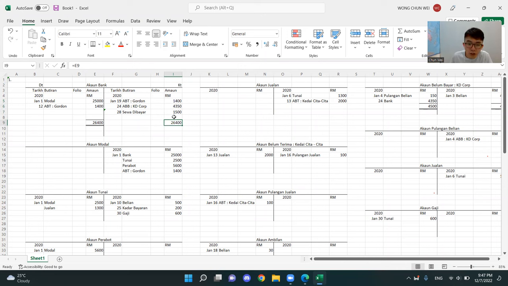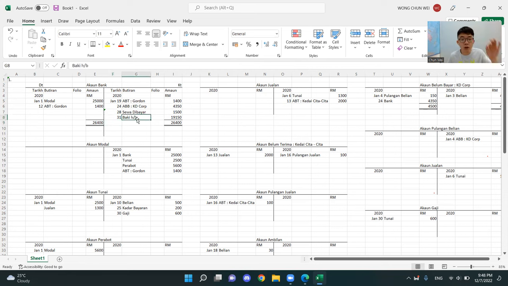So what we're going to do now is here, okay, use a calculator, use 26,400 minus 1,400 minus 4,250 and minus the sewa dibayar, the 1,500. Then you will get 19,150, right? 19,150. This thing, we call it a Baki HB. And then you must put a date for it. It is always the last date. So in January, how many days are there? There are about 31 days, right? 31. So the last day will be 31st.